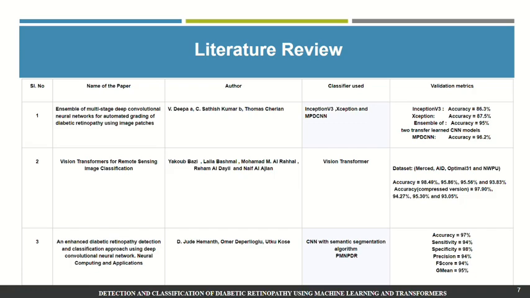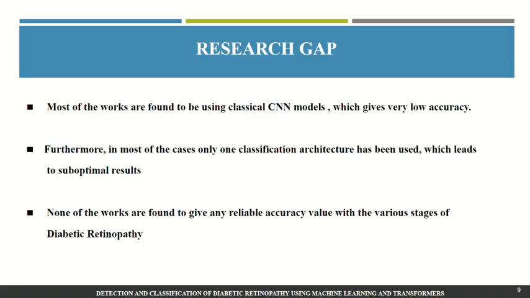This is some of the literature review that we have researched during our project. From it, these are our research gaps: most of the works found are using just the classical CNN model, which gives very low accuracy. Furthermore, in most cases only one classification architecture has been used, which leads to suboptimal results. And none of the works give any reliable accuracy value across the various stages of diabetic retinopathy.